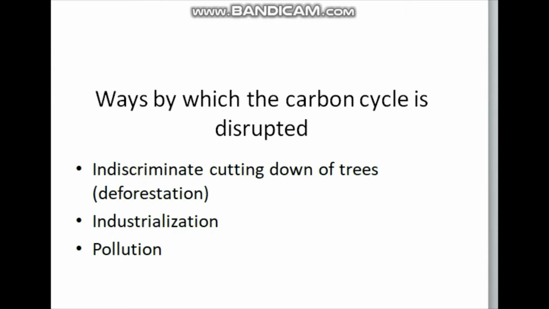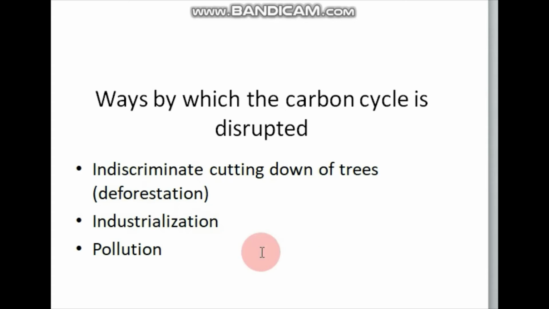But irrespective of all this, there are some ways by which the carbon cycle is disrupted. What are some of these ways? We talk about indiscriminate cutting down of trees, which is deforestation. Industrialization. Now you see, the population is increasing and we need to build new houses. We need to clear some forested areas to get the land to build houses. We clear those trees to use them in building houses. So by virtue of that, we are cutting down trees.